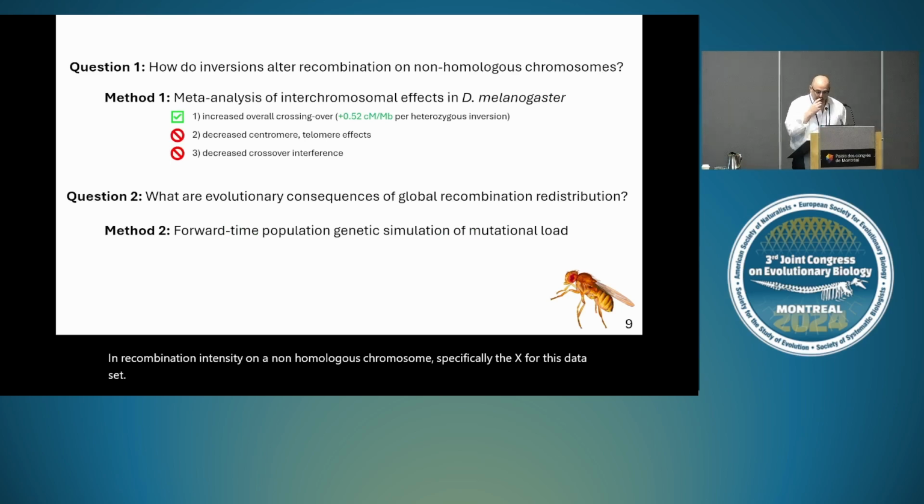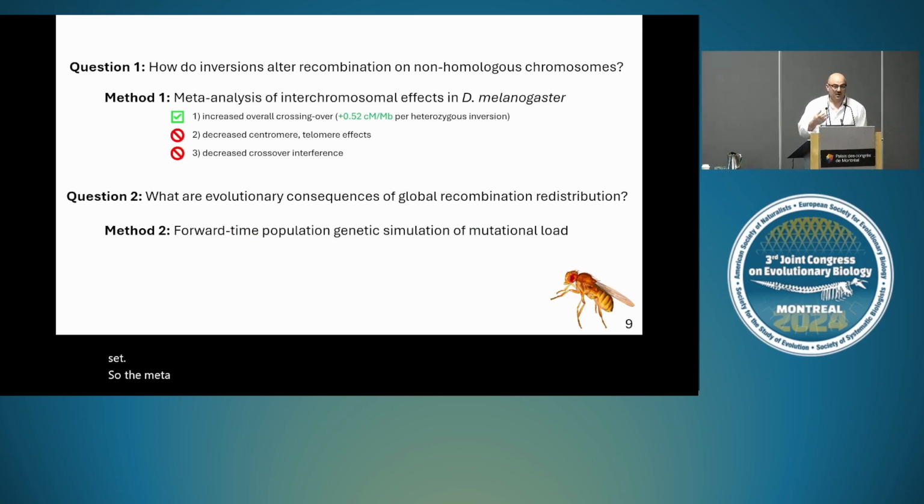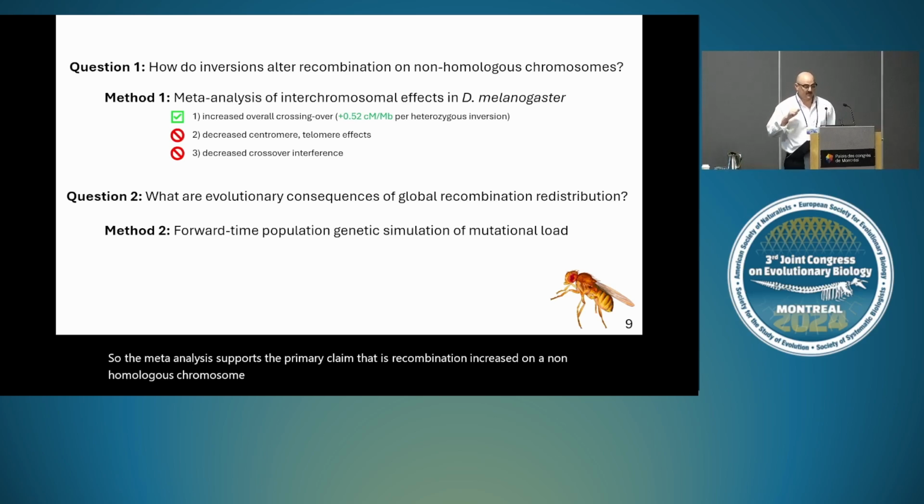So the meta-analysis supports the primary claim. That is, recombination increased on a non-homologous chromosome? Yeah, definitely is. But everything else that we see in the literature, there's not a lot of evidence to support it, right? That doesn't mean it doesn't exist. It's just the evidence is not there in the current state.